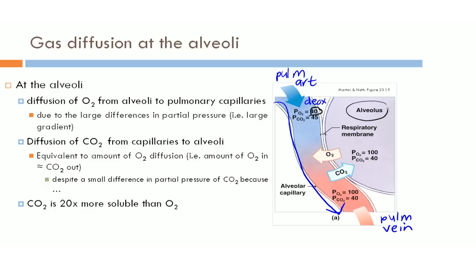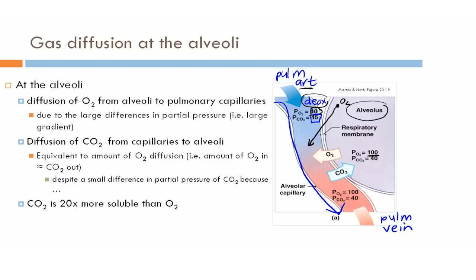So here's our alveolus here. You can see the level of oxygen here is 100 millimeters of mercury. So we're basically going from a very high concentration of oxygen in the alveolus to a very low concentration of oxygen in the blood, meaning that oxygen diffuses down its concentration gradient. In contrast, in this deoxygenated blood that's coming to the lungs via the pulmonary artery, we have a relatively high concentration of carbon dioxide. You can see it's 45, measured in millimeters of mercury, as a partial pressure of carbon dioxide within the pulmonary arteries.